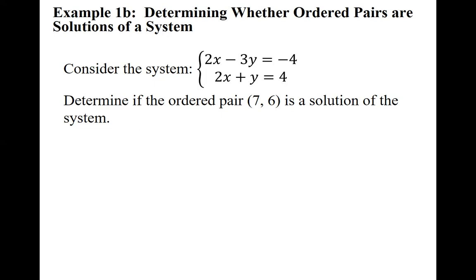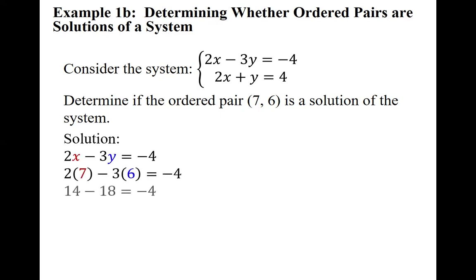Determine if the ordered pair (7, 6) is a solution of the system. So we do the same thing. We're going to plug 7 in for x. We're going to plug 6 in for y. We get 14 minus 18. That is, in fact, -4. It is a solution to the first equation.